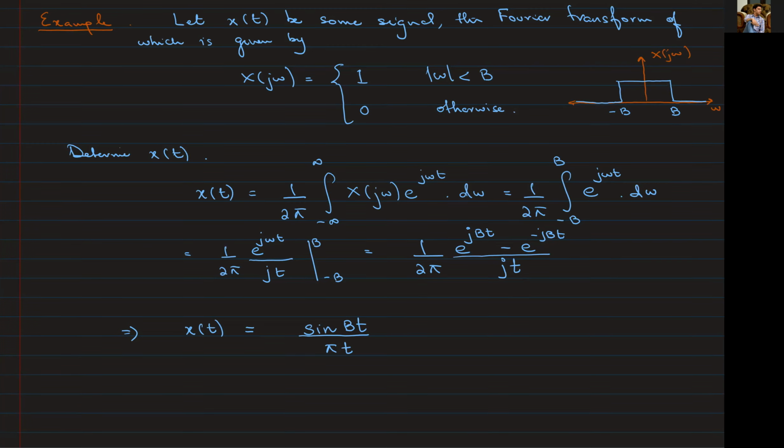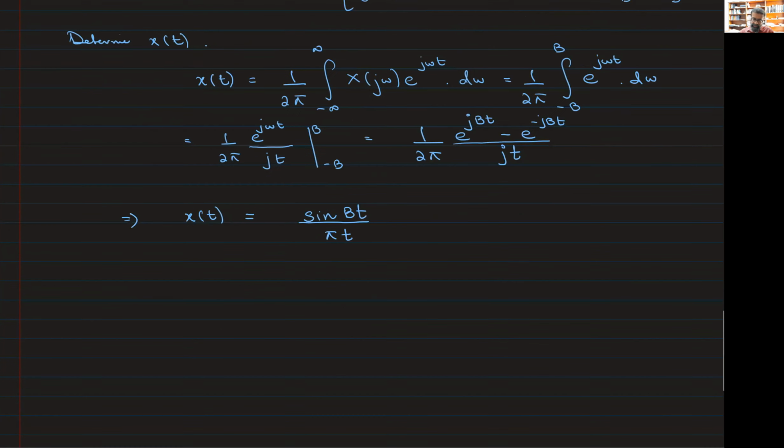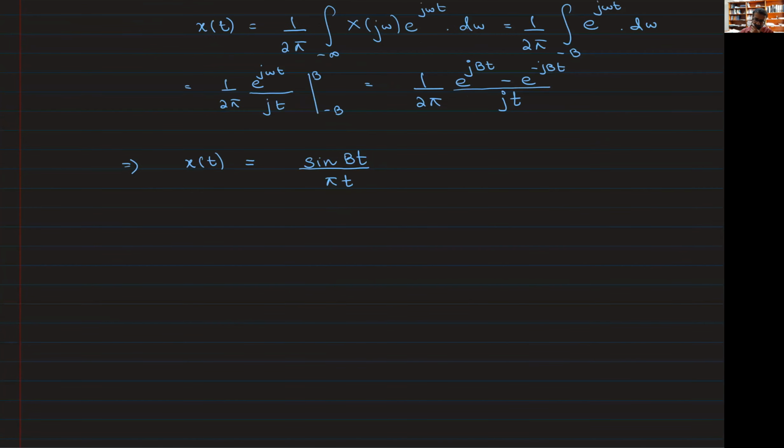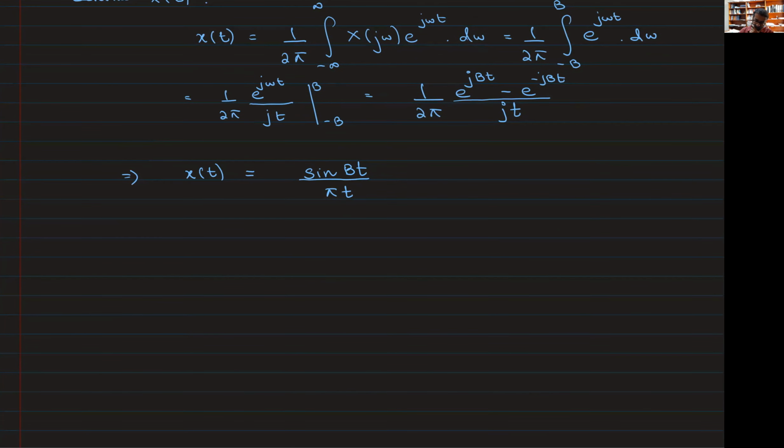So this x of t is sine bt upon pi t. Can we sketch this out in the time domain? So let's say this is time t, and I want to sketch out what x of t is as a function of time. What would it look like?